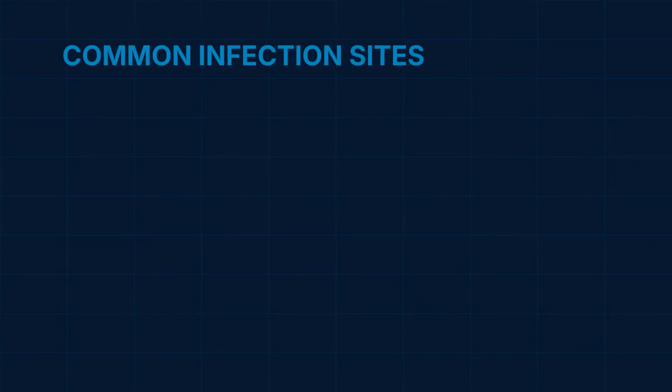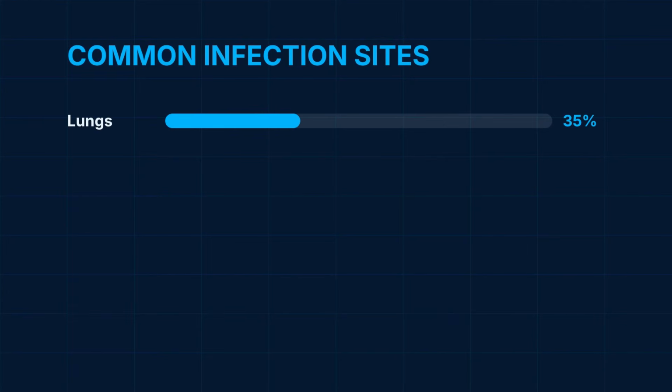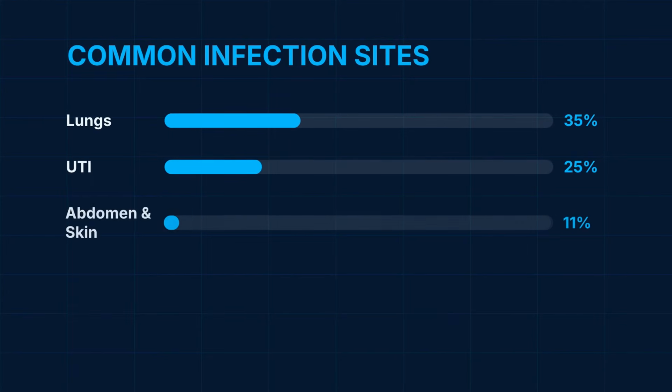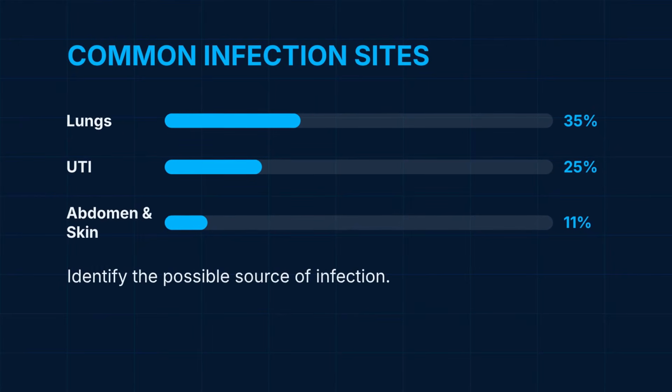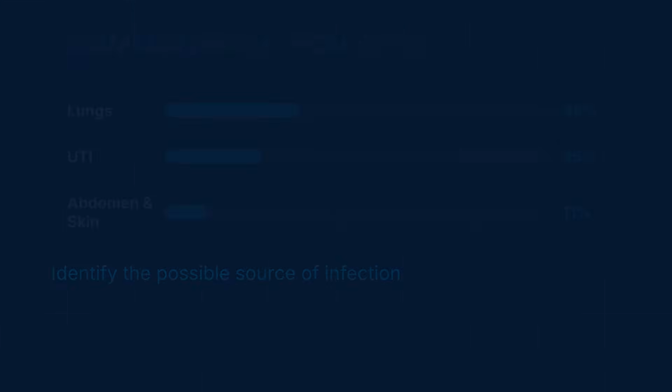Where do these infections usually begin? The most common source is the lungs, causing respiratory infections such as pneumonia. The second common source is the urinary tract, especially urinary tract infections. Other common sites include the abdomen, the gut, and the skin, particularly infected wounds or cellulitis. Whenever you assess a patient with suspected sepsis, always try to identify the possible source of infection.